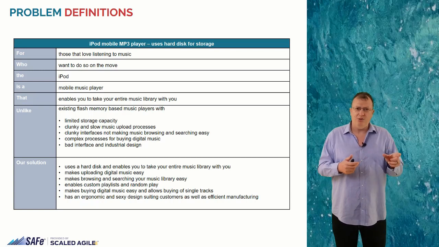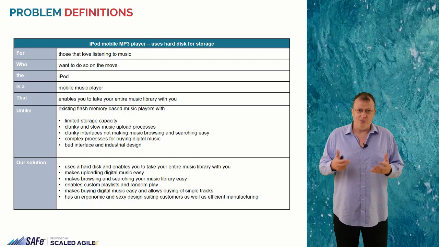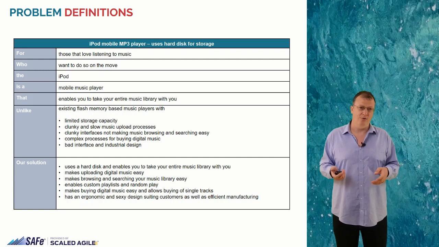So if you go from 20 songs to, let's say, 1,500 songs, you need better interfaces to search through them and create playlists and search by artist and so forth.